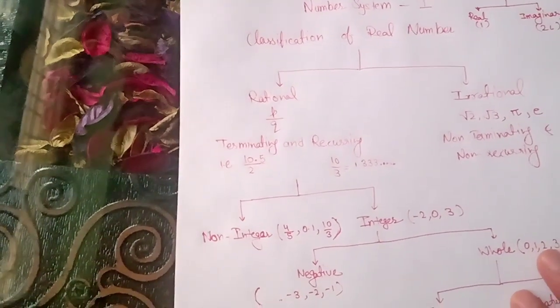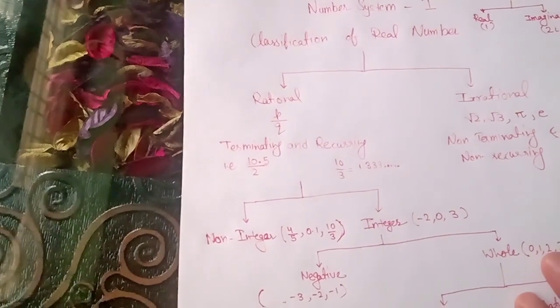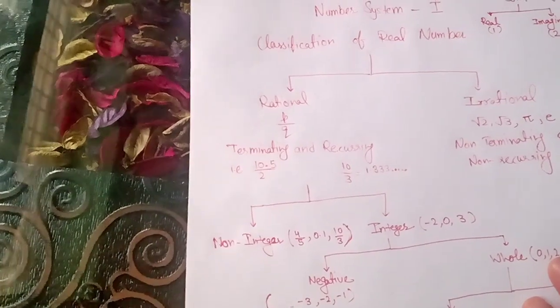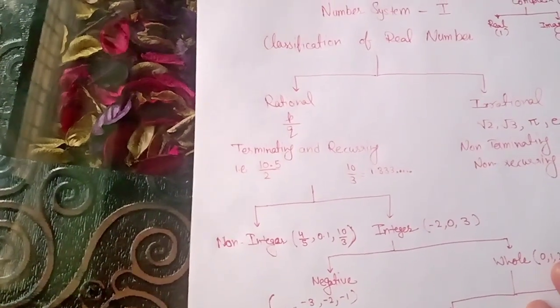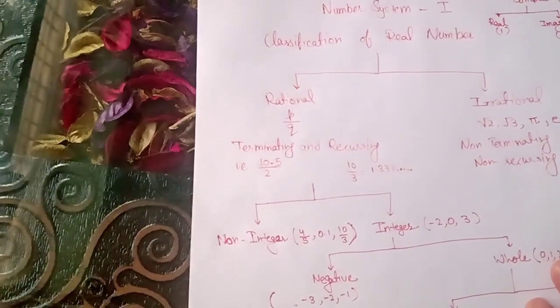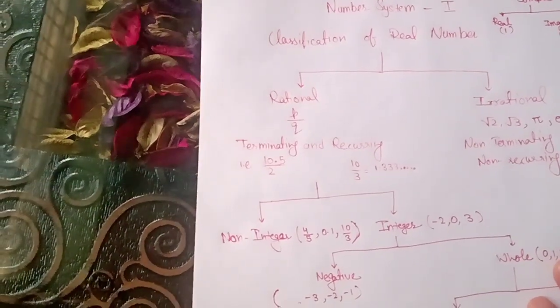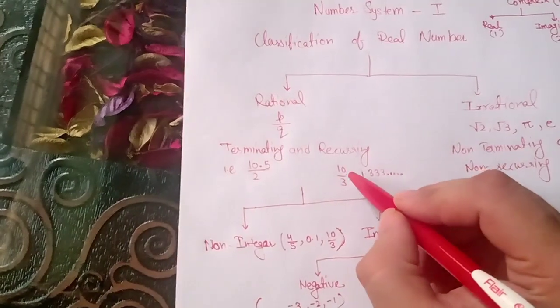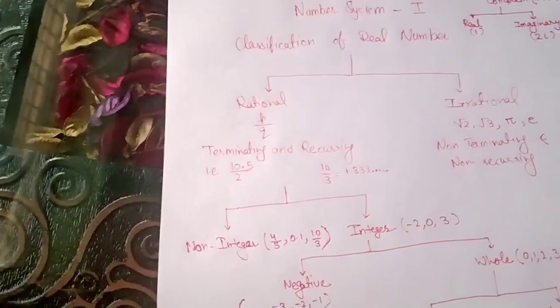So this is the end. Now recurring. If you divide 10 by 3, it's in the form of p by q, so it's a rational number, and if you divide 10 by 3, you will get 1.333 and so on. So this is recurrence. So this number is known as a recurring rational number.